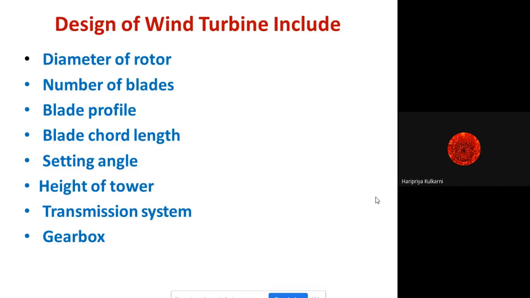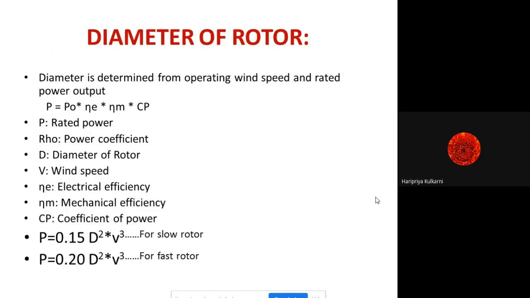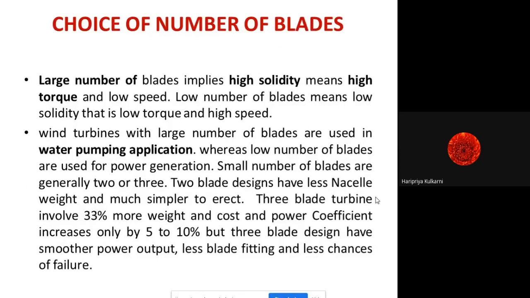Includes diameter of the rotor, number of blades, blade profile, blade chord length. So I think till here we have completed. In the last session, we have seen the diameter of the rotor and the choice on the number of blades. So there are 3 blade, 4 blade, 2 blade systems. For power generation we are going for high speed, low torque. That means low TSR. It means 3 blade systems are generally used for power generation.